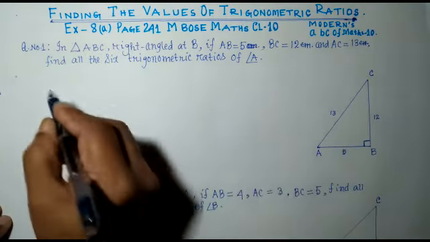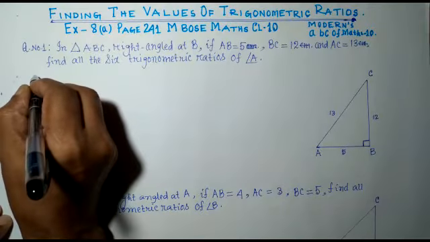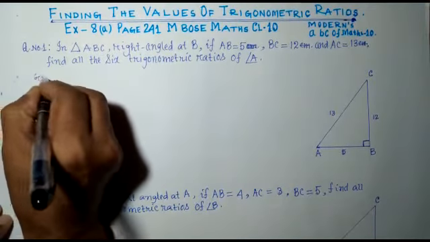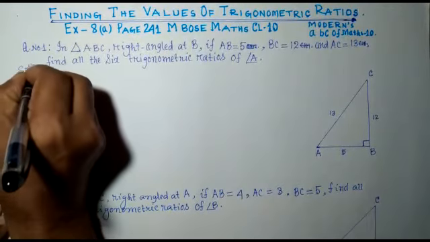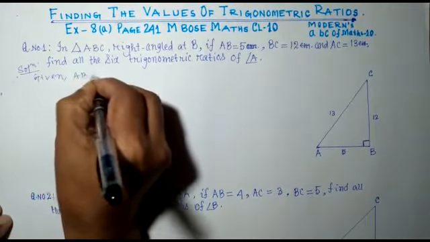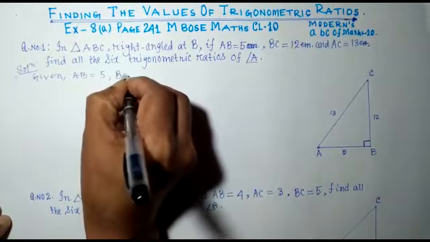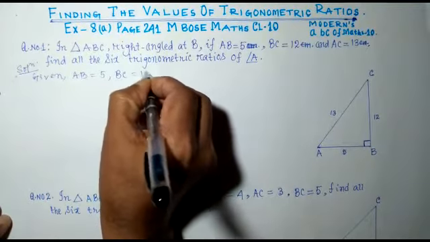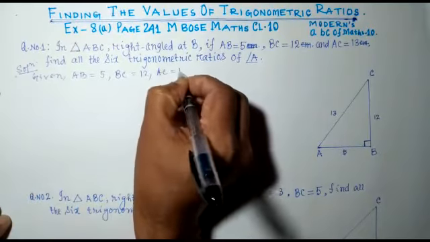So let us write here what are given. Given AB equal 5. This is solution. AB is equal 5, 5 unit you can say. BC is equal 12 and AC is equal 13.